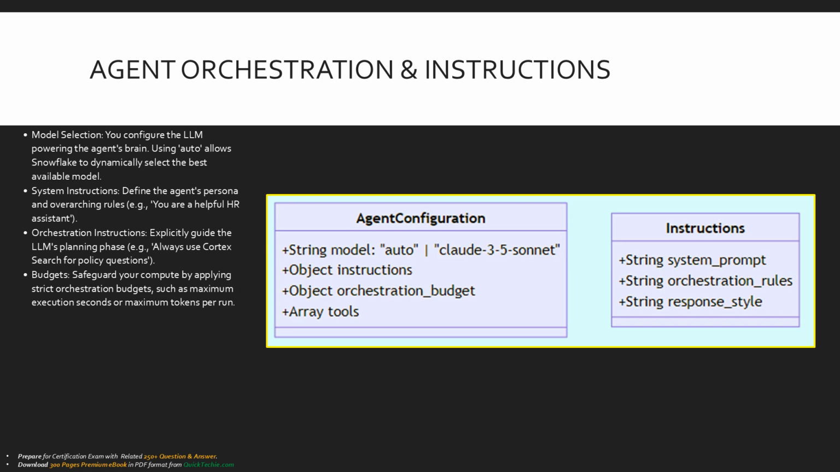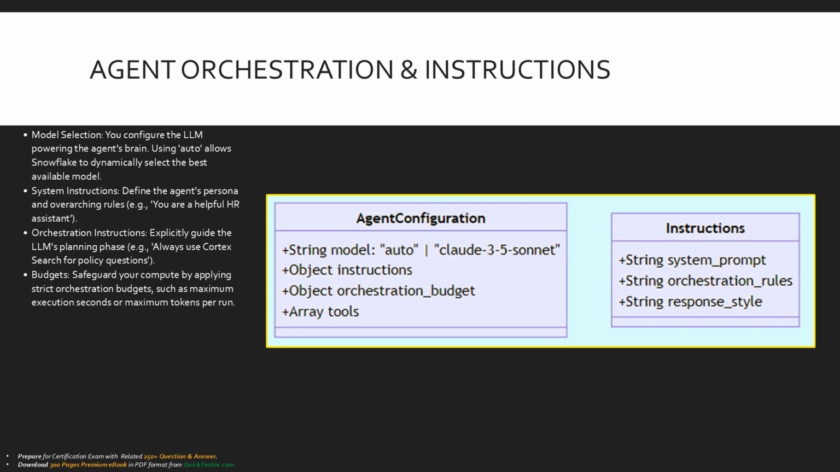Next, you control behavior using instructions. System instructions define the persona, ensuring the agent acts like a professional financial advisor rather than a casual chatbot. Orchestration instructions are your guardrails. You can explicitly tell the planner, always use the analyst tool for revenue questions and never guess. Finally, to protect your Snowflake credits, you can define strict orchestration budgets. You can set limits on the maximum number of tokens consumed or maximum execution time in seconds, ensuring a confused agent doesn't loop infinitely.